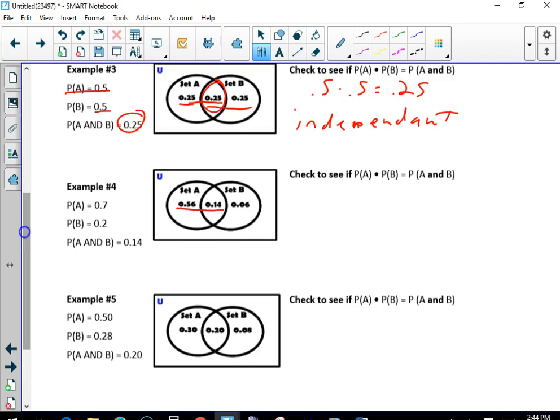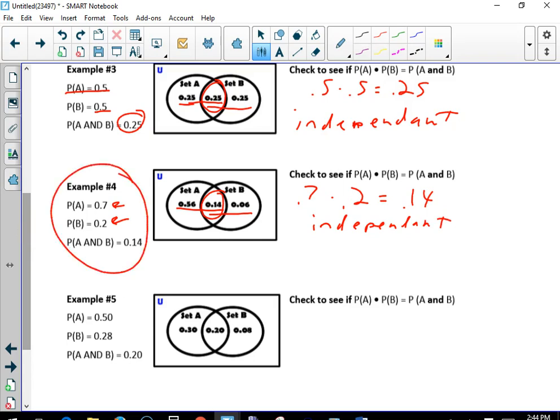Again, you have to add these two together. 56 cents plus 14 cents is 70 cents. That's your 0.7. So 0.7 times 14 cents plus 6 cents is 20 cents, which is 0.2. 0.7 times 0.2 is 0.14. Matches. Independent. Remember, the key thing is, if you did not have this information here and you just had the Venn diagram, you have to remember to add those two for A, add those two for B, and then multiply.